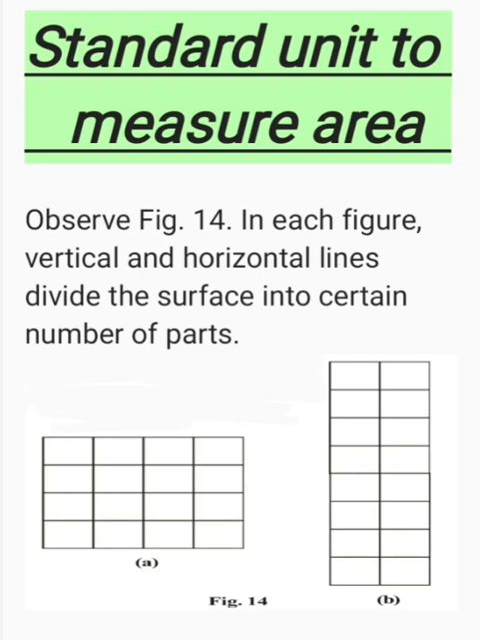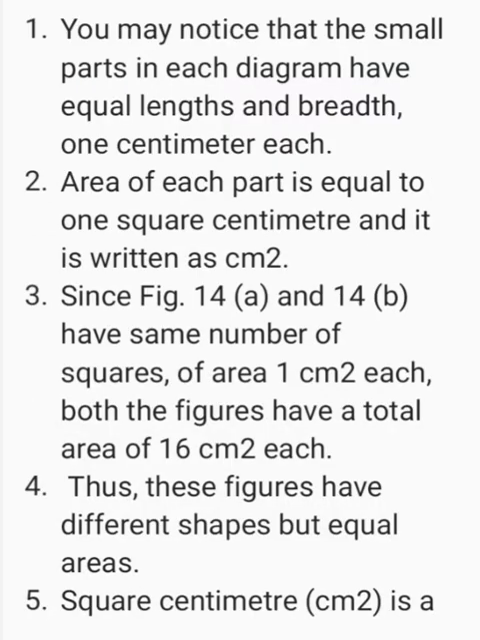Observe figure 14. In each figure, vertical and horizontal lines divide the surface into a certain number of parts. You may notice that the small parts in each diagram have equal length and breadth, 1 centimeter each. Area of each part is equal to 1 square centimeter and it is written as cm². Since figures 14a and 14b have the same number of squares of area 1 cm² each, both figures have a total area of 16 cm² each. Thus, these figures have different shapes but equal areas.